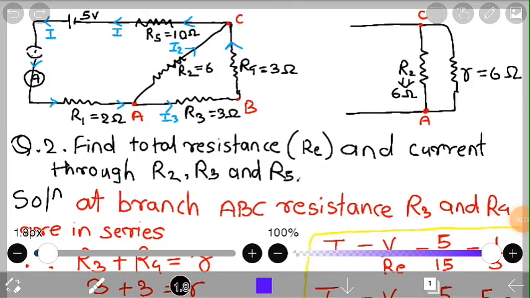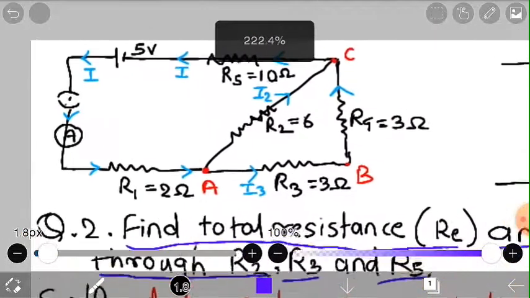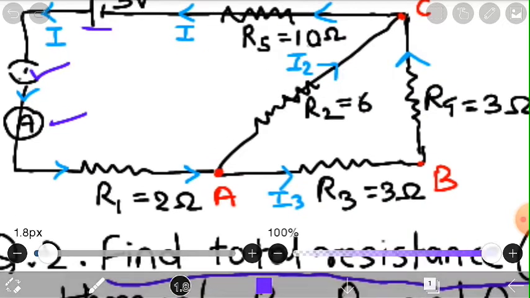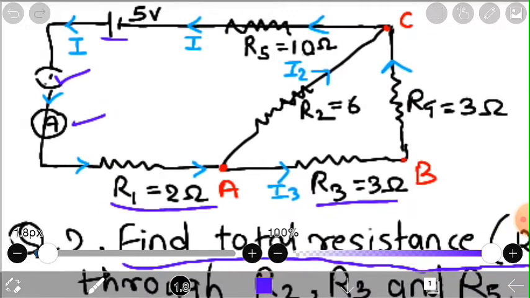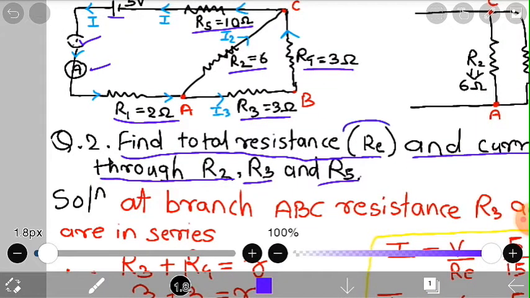Now this is question number 2, and the question given is find total resistance Re, that is equivalent resistance, we can call it total resistance also, and current through R2, R3 and R5. Now let's see what the circuit is. Here is an electric cell of 5 volts. It is a plug key, it is an ammeter. This is the first resistance R1, that is equal to 2 ohm. This is the third resistance R3 equals 3 ohm, R4 equals 3 ohm, R2 equals 6 ohm and R5 equals 10 ohm.